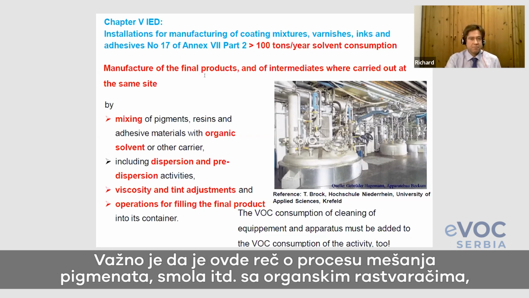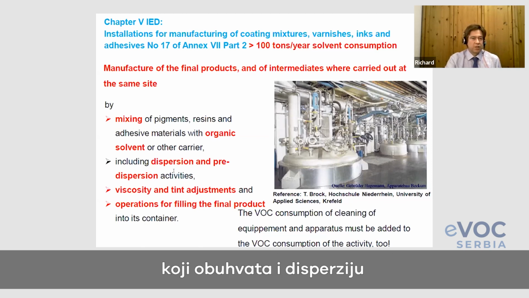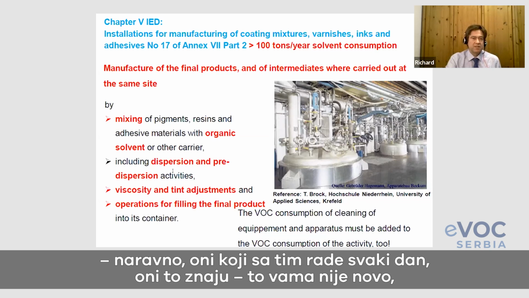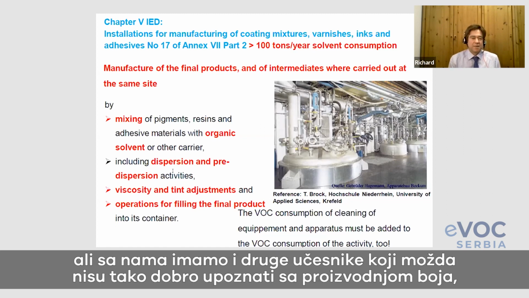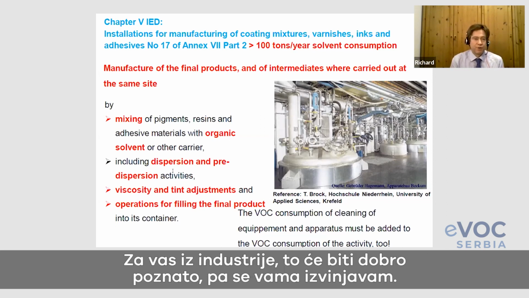Important is, it is a mixing process. It's a mixing of the pigments and so on, resins with organic solvents. And it includes the dispersion and the pre-dispersion activities. So in a manufacturing process, those who work with it every day already know, of course, it's nothing new for you, but we have other participants here who maybe are not so familiar with paint manufacturing. So I will explain some things that are well known in the industry.